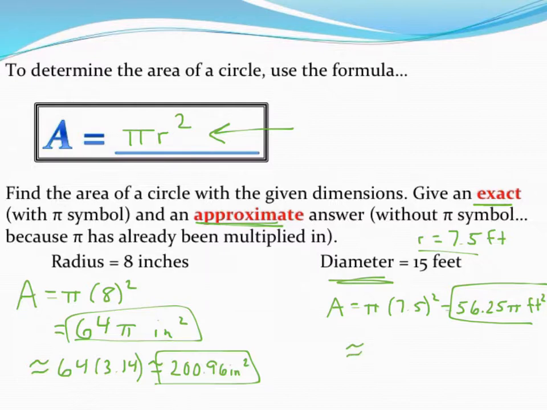My approximate area is going to be found by replacing the pi symbol with 3.14. So doing that multiplication gets me an approximate area of 176.63 feet squared.